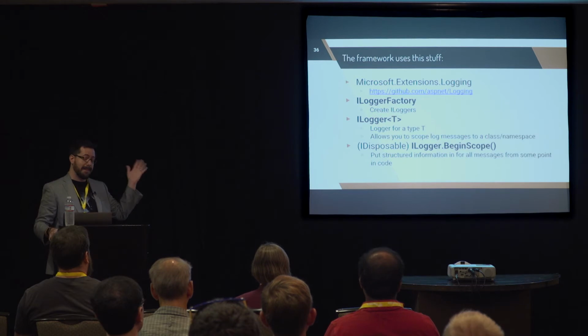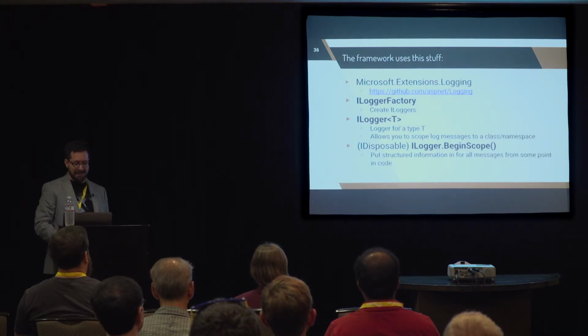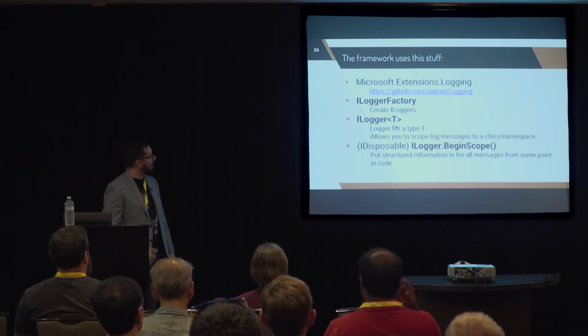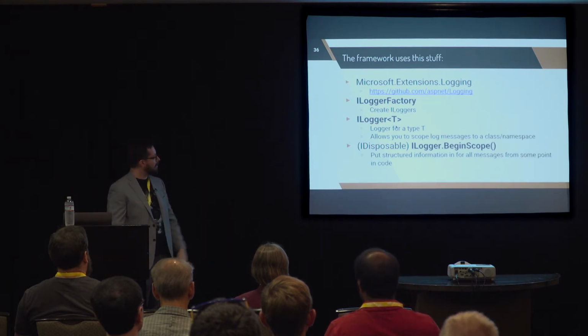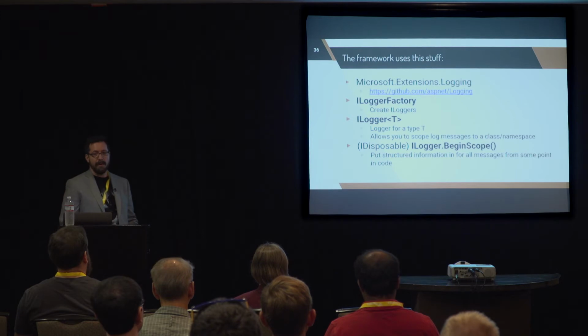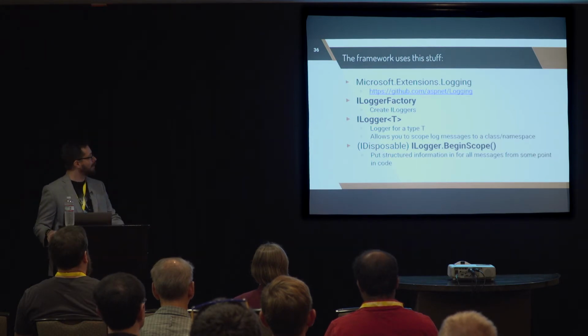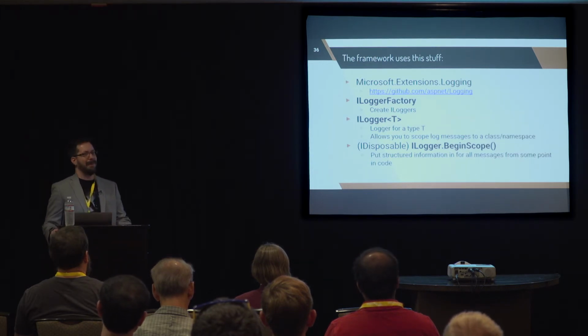So Microsoft.Extensions.Logging follows our usual pattern of namespaces here. We have a couple of interfaces and classes. We have an ILoggerFactory, which creates loggers. That's pretty simple. We have an ILogger of T. It can scope a logger to a type. So why would you do that? Well, one of the cool things you can do is that you can scope your logs.